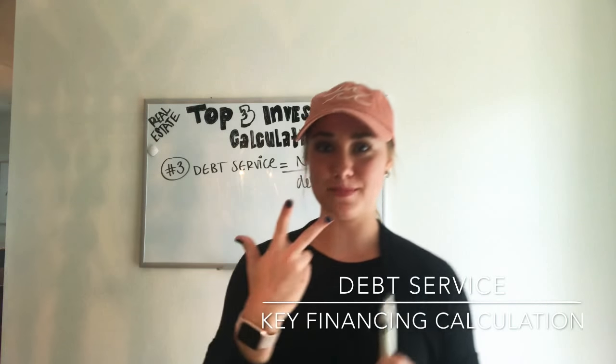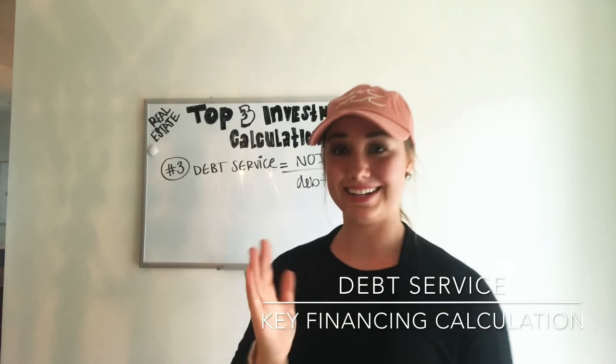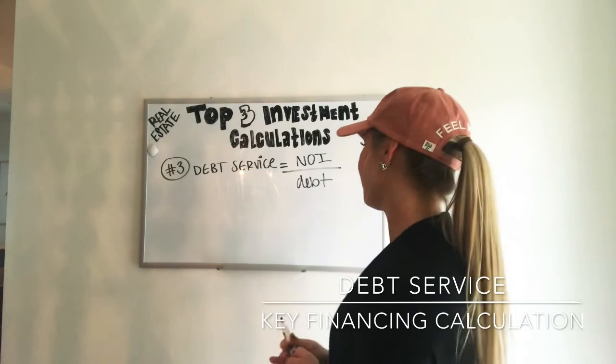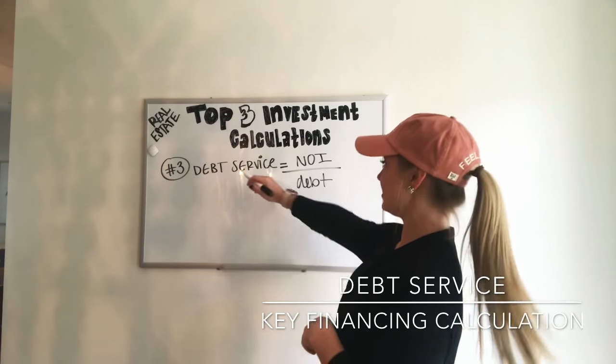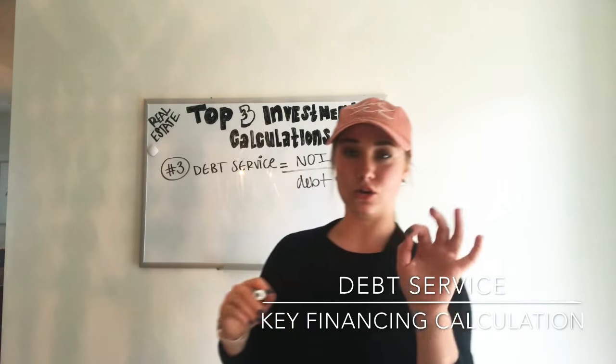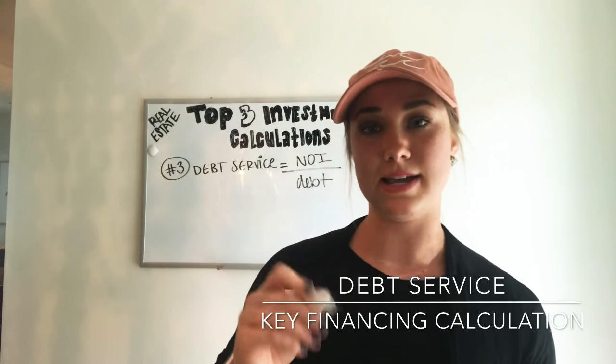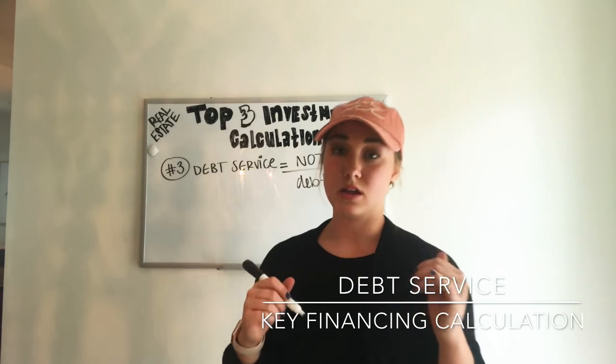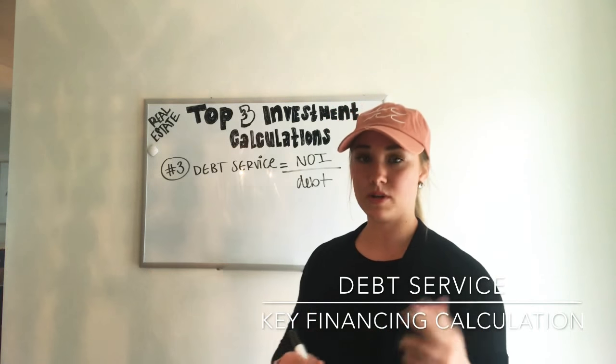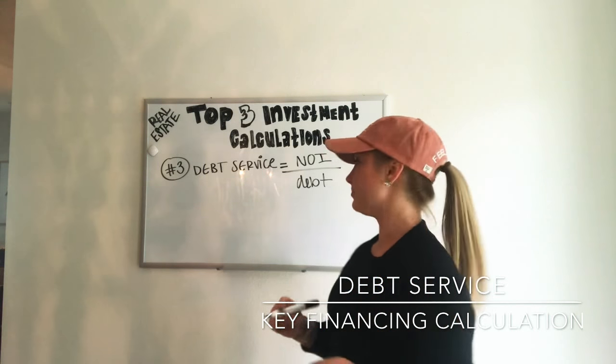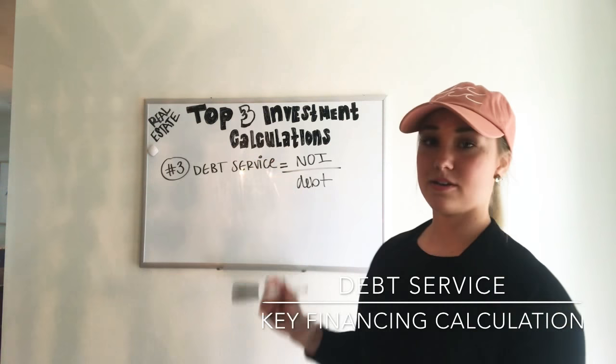So we made it. Number 3, last but not least, my friends. All right, the third equation is debt service. So this equation is critical for getting financing. This is one of the number one numbers that banks look at when determining whether to finance your property or not. So, how do you calculate debt service?